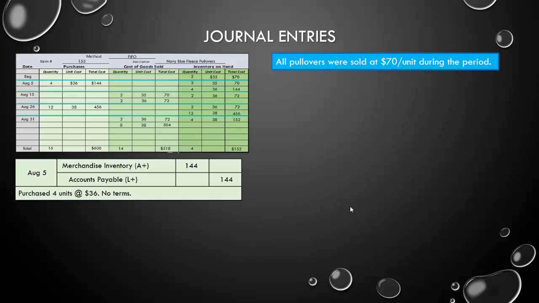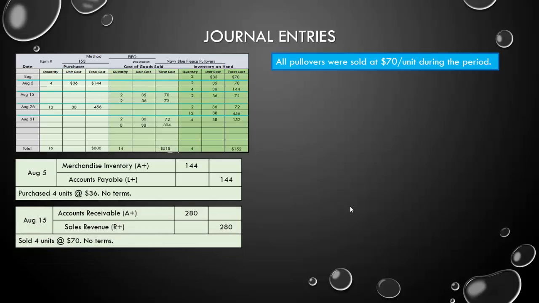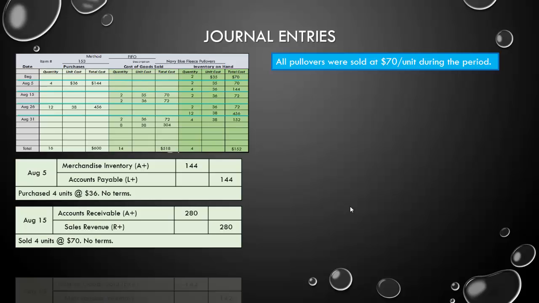On August 15th, we're going to make a sale, and the first entry is going to record the sale. We sold 4 units. Our sales price is $70 per unit, which means we're going to record $280 in sales revenue. So we debit accounts receivable for $280, we credit sales revenue for $280.